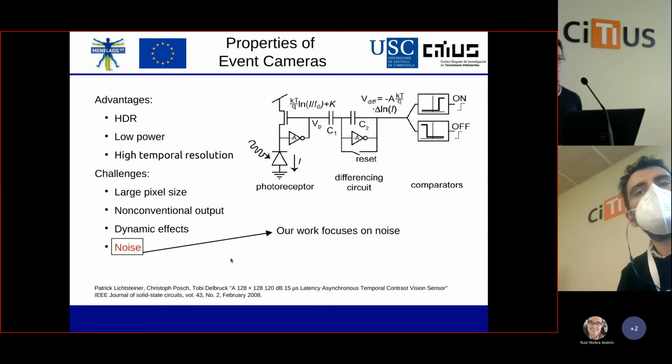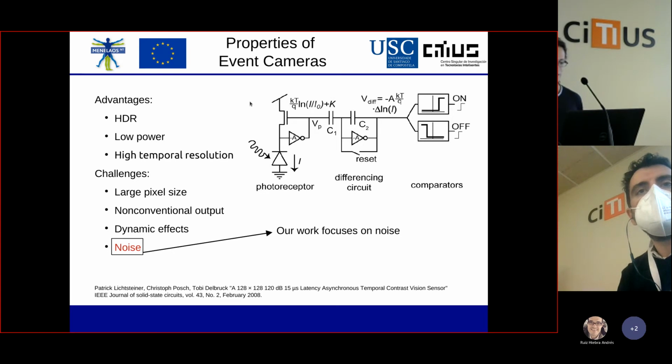Some more details about event cameras. The most popular ones are dynamic vision sensors, also called asynchronous event cameras. There are two types of ways you can generate events. You can use an asynchronous camera, or you can do it by frame differencing. The asynchronous approach is the most popular right now.